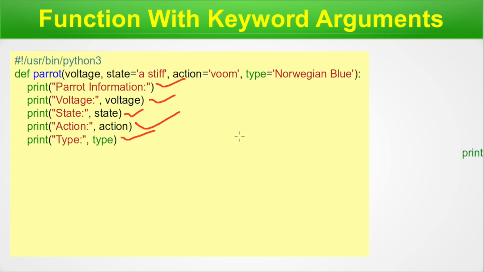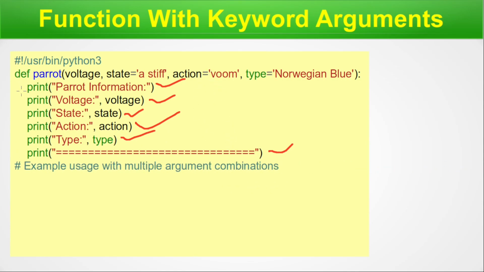Next we print the type and then we give a separator by print, so that if there are multiple instances called, there will be a separator to separate each and every instance. And here we are ended. So this is the function body and there is nothing more. We are just getting the values and printing them. We are not doing anything else here.